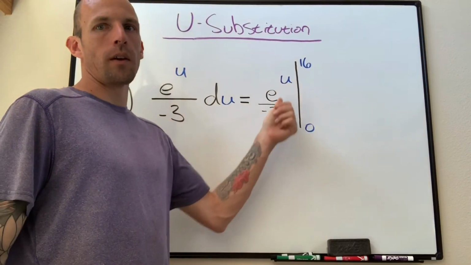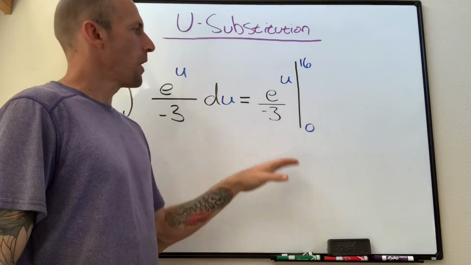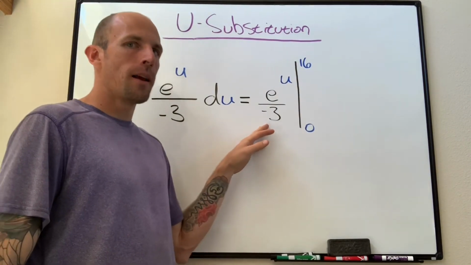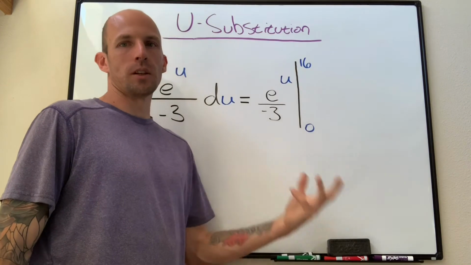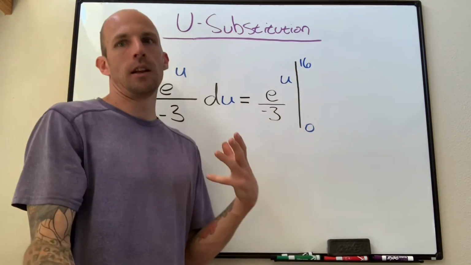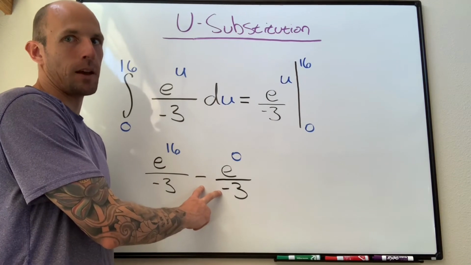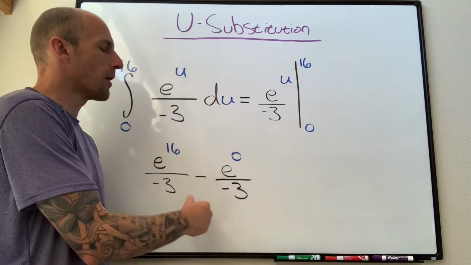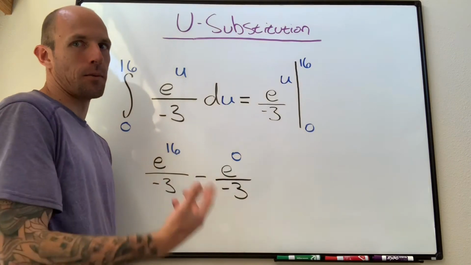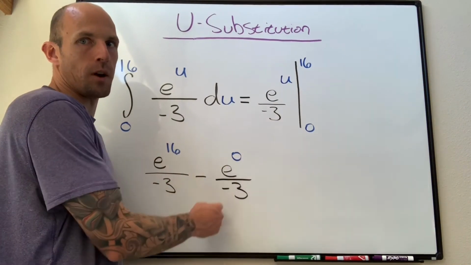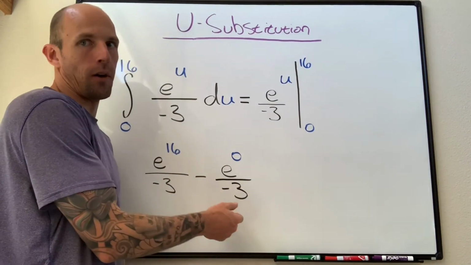The integral of e to the u is itself. The -1/3 comes along for the ride, and now we just evaluate from 16 to 0 or 0 to 16. Always watch out for these double negatives. I call them a sign trap. They can really trip you up. You're doing everything correctly, but you mess up the negatives and you get the wrong answer. e to the 0 is 1, minus -1/3 is +1/3.